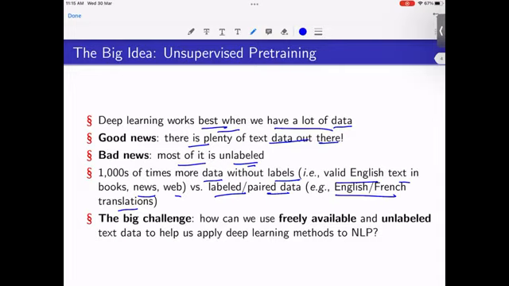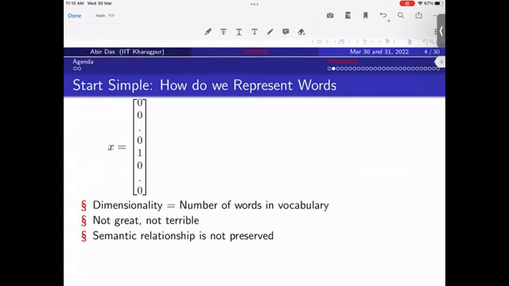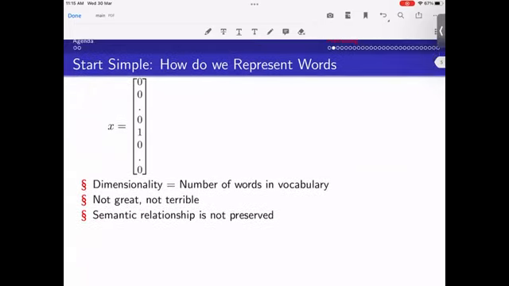So can we exploit these things? The big challenge is, how can we use this freely available and unlabeled text data? Freely available is as true as unlabeled, which is why these are bold-faced. So how can we use this to help us apply deep learning methods in NLP? We will be discussing this in all of this lecture and most of the next lecture also. So let us start simple.